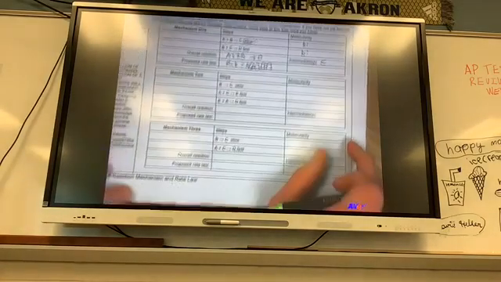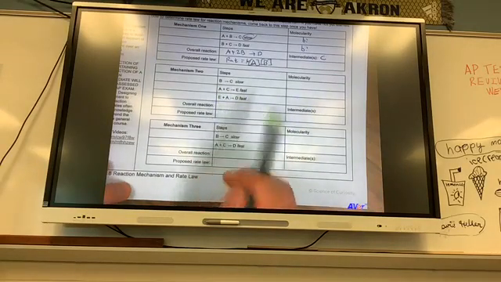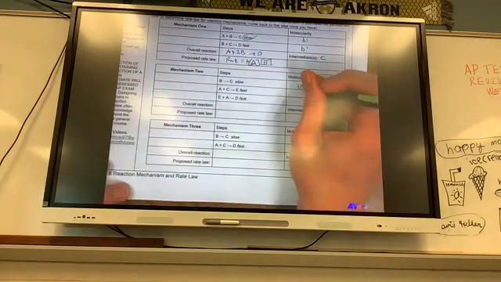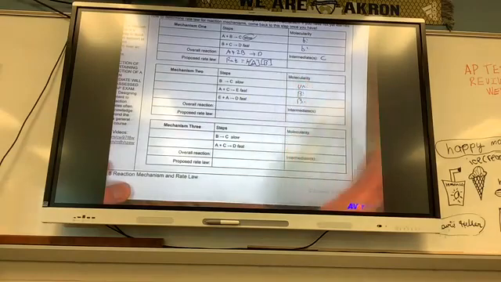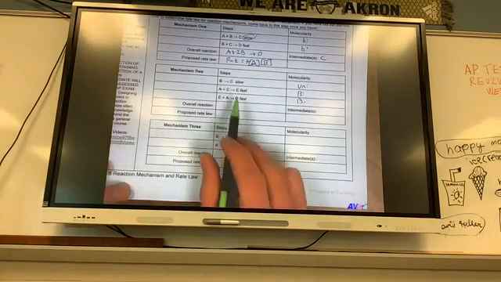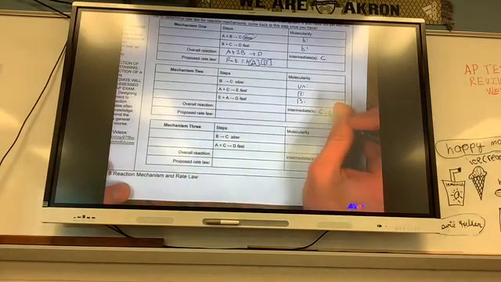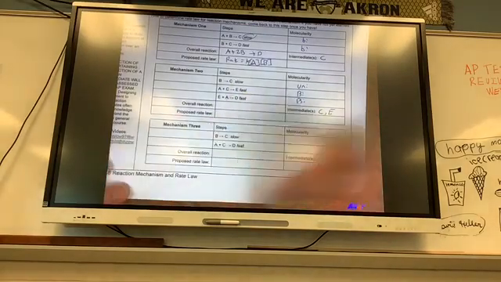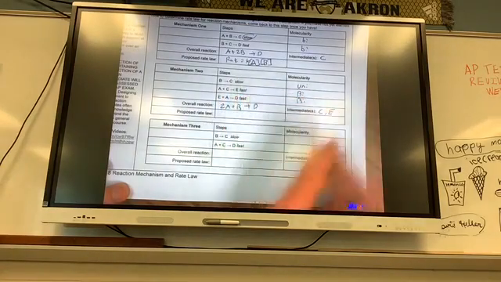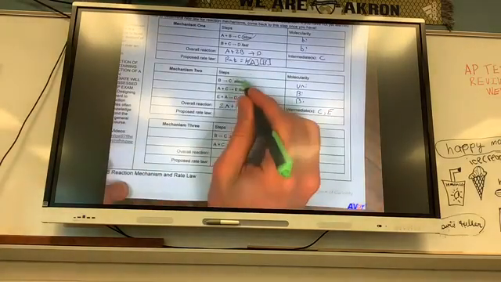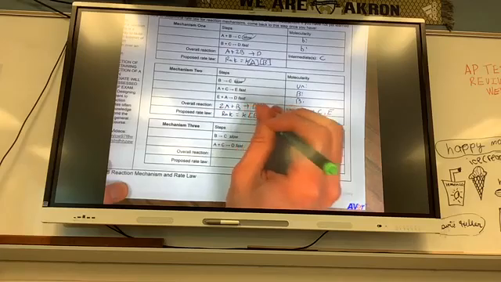Mechanism 2. BC slow, AC fast, EA fast. Molecularity, unimolecular, then bi. Intermediates, so C is here, then used, E is here, and used, so I have 2. I have C and E. Overall reaction, 2A plus B yields D. The rate law is only based off of my slow, so rate equals k, concentration of B.